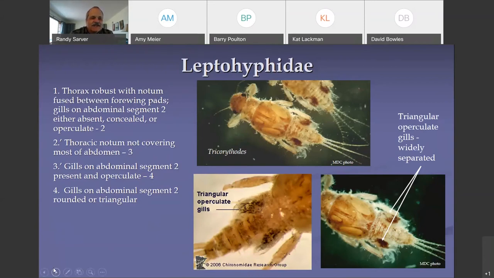Like I was telling you before, with gills, it's where they are, what segments they're on. They can be on segments 1 through 7. They don't have to be. And also whether they're operculate or not, and the shape of the gills. In this case, they have an operculate gill that's triangular in shape. Not sure you can actually see that triangular shape, but probably the best photo I have that picks that out is the bottom left one here.